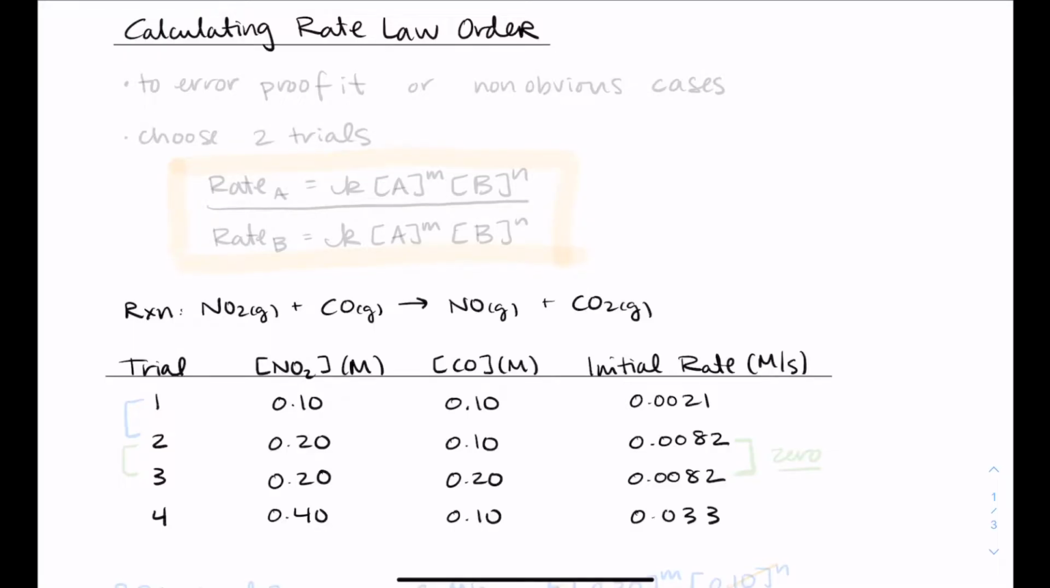So let's calculate the rate law order. We could have done this in the previous cases. We did it in a more intuitive, hand-wavy way, even when we were writing some of the equations. But there is a way to calculate the order in a rate law using the data that were given in these tables.